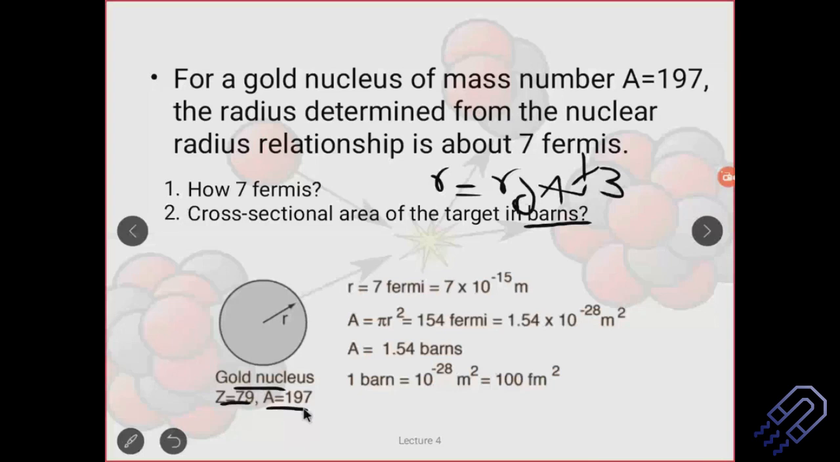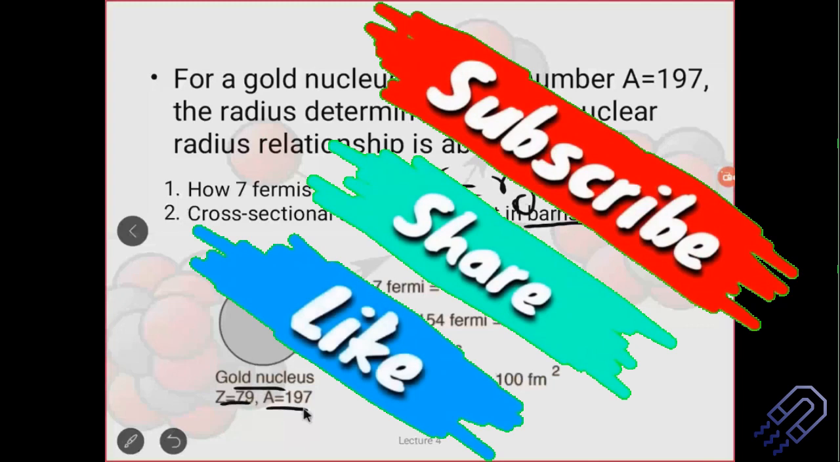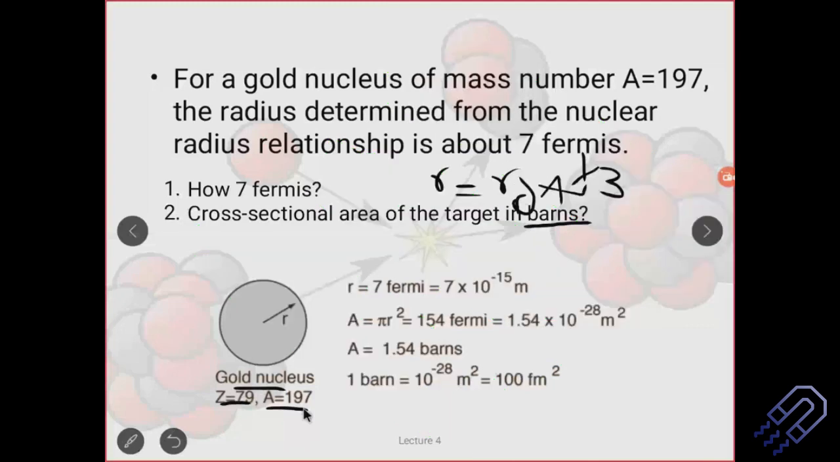You can write it down as sigma. I've just written it as A, but preferably use sigma. It is pi r square. So you can just do the calculation and find it there. This is nothing but 154 into 10 to the power minus 30 meters square.